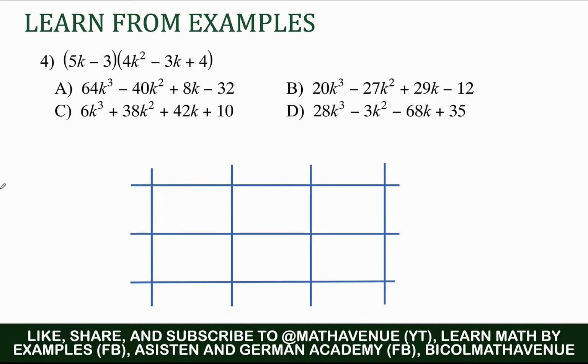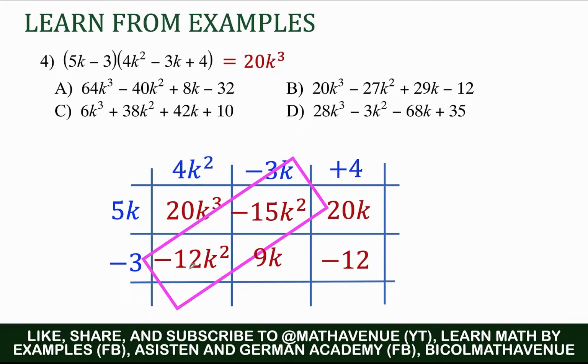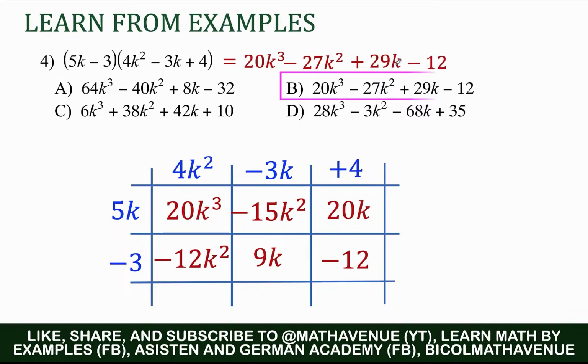Another example. This time you have a binomial times a trinomial, but still the process is the same. So, multiply pair by pair. And in this case, you have 6 partial products. Then once you have those partial products, combine like terms. There's nothing like 20k to the third, so just copy it. But negative 12k squared and negative 15k squared are like terms, combined to negative 27k squared. The same with 9k and 20k that can be added to 29k, and copy minus 12. And that is now the answer, which is letter B.